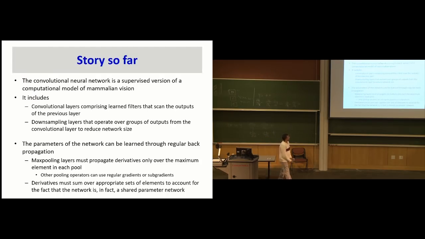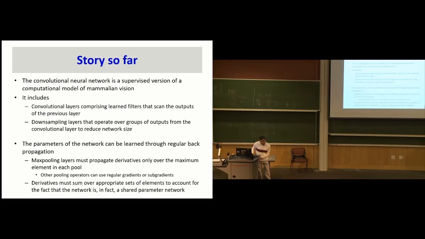So here's the story so far. Convolutional neural networks are just supervised versions of a computational model of the mammalian vision. We saw this started in the last class. It includes convolutional layers comprising learned filters and downsampling layers. The parameters of this network can be learned through regular backpropagation. Max pooling layers must propagate derivatives only over the maximum element in each pool, and the derivatives must sum over appropriate sets of elements in the convolutional layers to account for the fact that the network is in fact a shared parameter network, right?